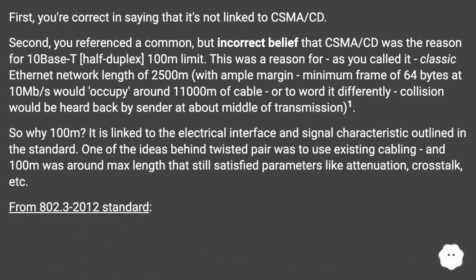First, you're correct in saying that it's not linked to CSMA/CD. Second, you referenced a common but incorrect belief that CSMA/CD was the reason for the 10BASE-T half duplex 100 m limit. This was a reason for, as you called it, the classic Ethernet network length of 2500 m, with ample margin. A minimum frame of 64 bytes at 10 Mbps would occupy around 11,000 m of cable, or to word it differently, a collision would be heard back by the sender at about the middle of transmission.